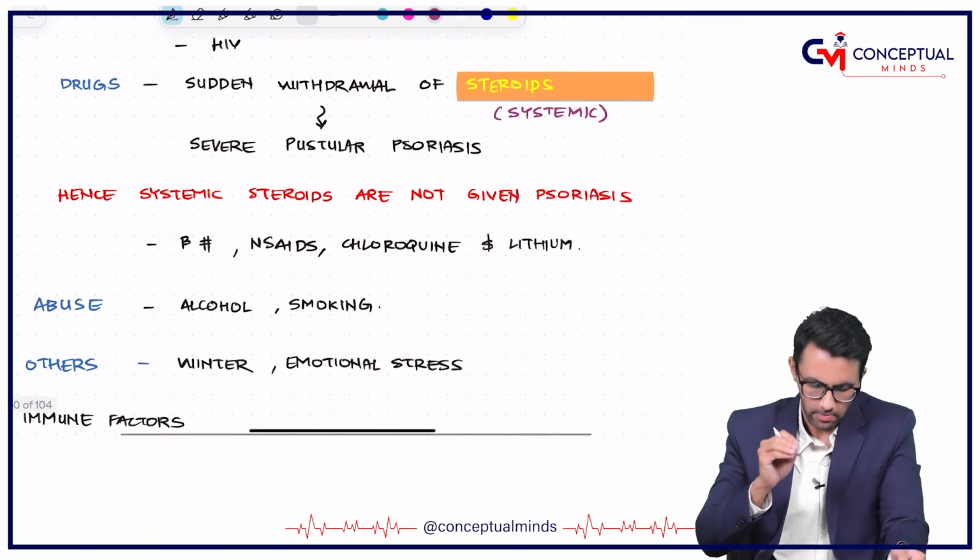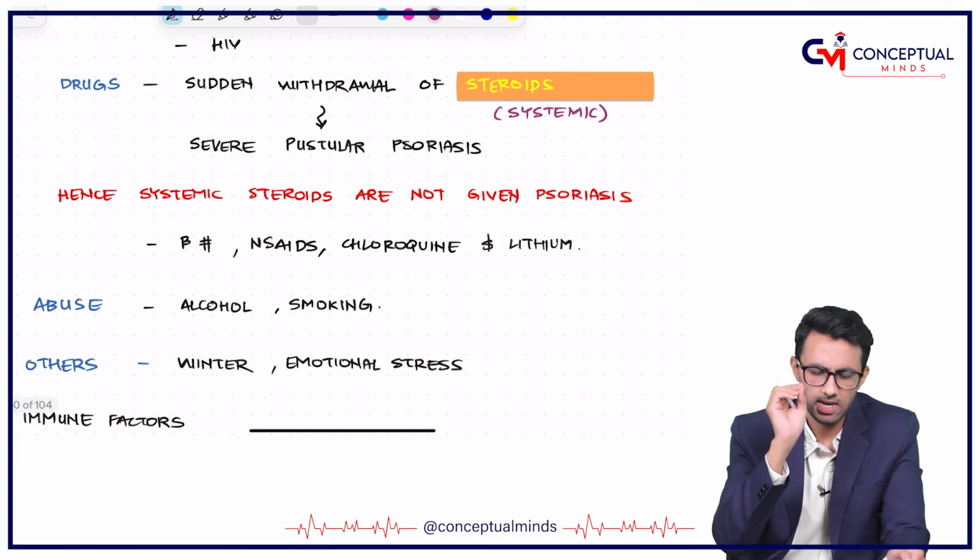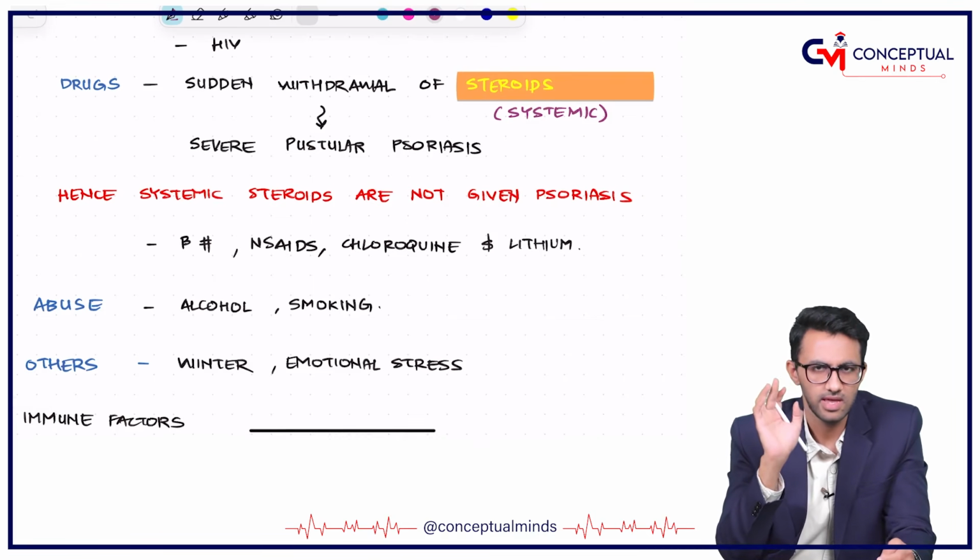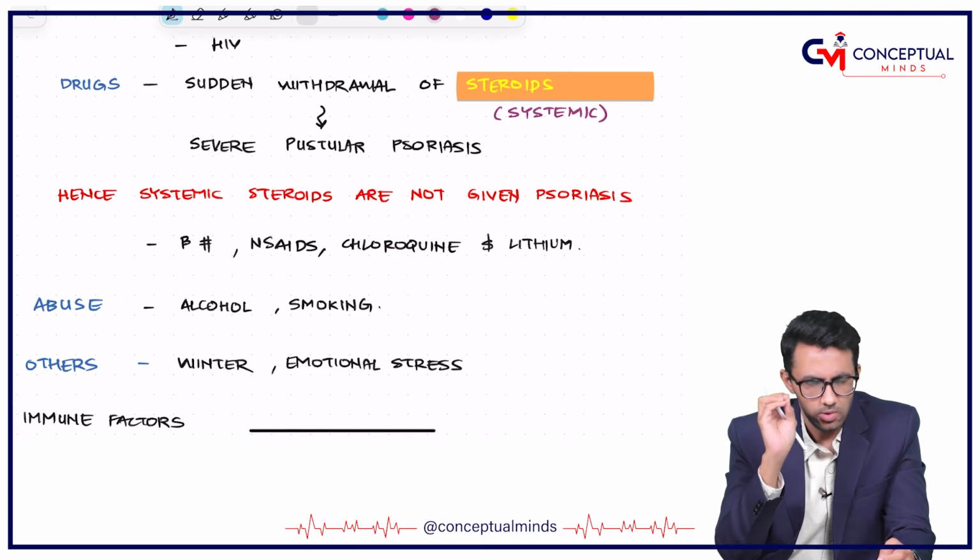So this is one point. The next point I'm going to tell is very important. Please listen very carefully. In psoriasis, we never prefer giving steroids. Steroids are contraindicated in psoriasis. But there is one condition where giving steroids is indicated, that is impetigo herpetiformis.